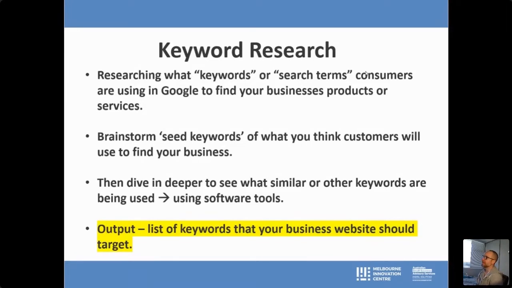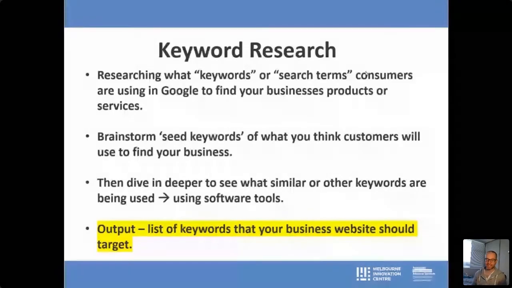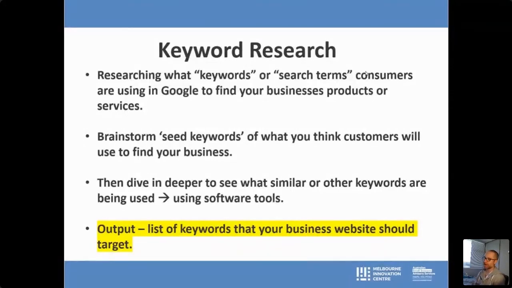So a seed keyword might be, if I was a local plumber in Cheltenham, I would assume that my customers are looking for something like plumber Cheltenham. So I would use that as a seed keyword, and then I would enter that into software tools to expand on that to see if there's any other keywords that people in Cheltenham are looking for or that are related to plumbers in Cheltenham. So it might be things like block drain plumber Cheltenham, emergency plumber Cheltenham, etc.